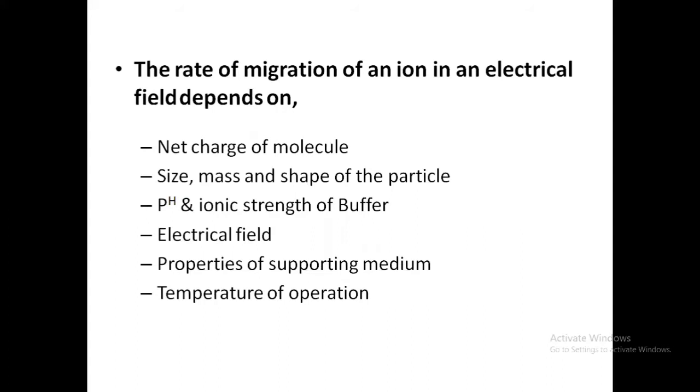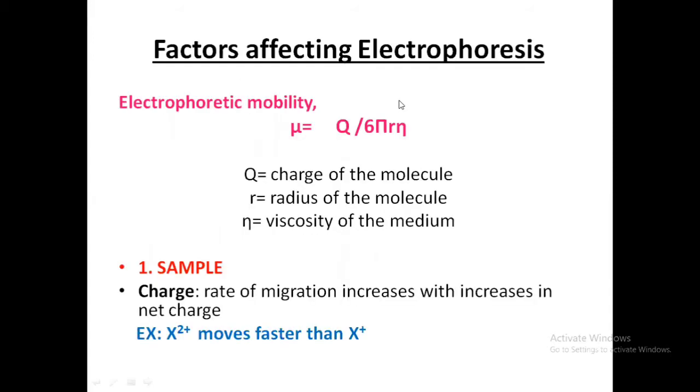Then temperature of operation. At which temperature you are performing this experiment will also show an effect on your migration. Remember, these are a few important parameters which are going to show an effect on your migration rate: net charge, size, mass, shape of your particle, pH and ionic strength, electrical field, then the properties of supporting medium, I mean paper thickness, gel thickness, length, dimension. These parameters are going to show an effect. Then temperature of your operation, where you are performing your experiment, will also show an effect on the rate of migration. Now we will see in detail one by one.